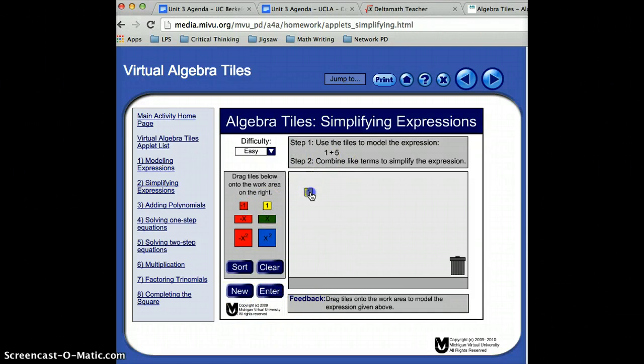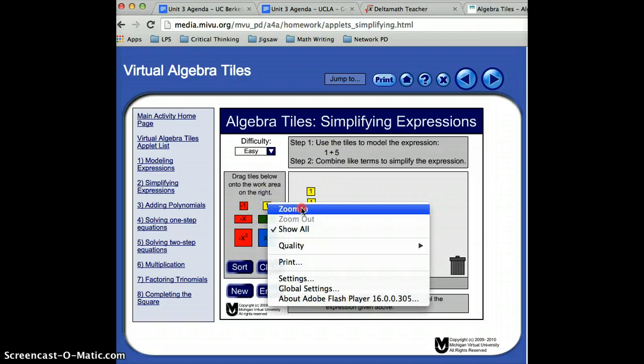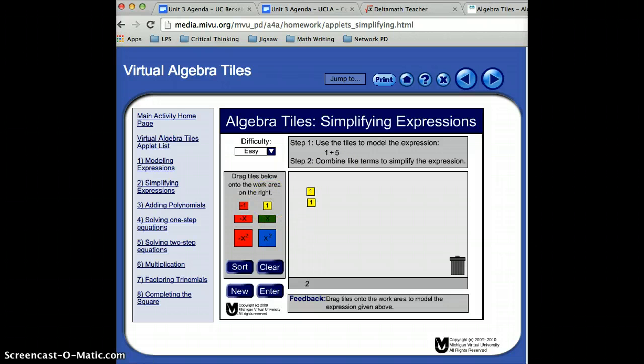Here's 1, positive 1, plus 5 positives, 1. Oh, get rid of that. Sorry. Yep. Pick it up. 2, 3, 4, 5. So there's my 1 positive, my 5. There's nothing I can do. That's 6, positive 6. I'm correct. So I can do a new one.